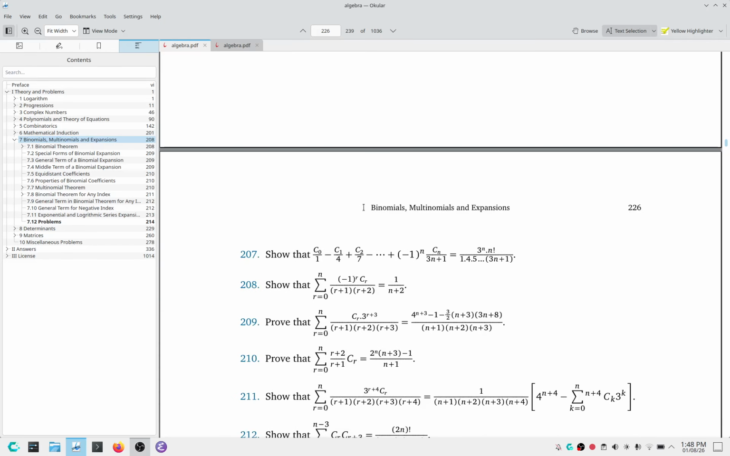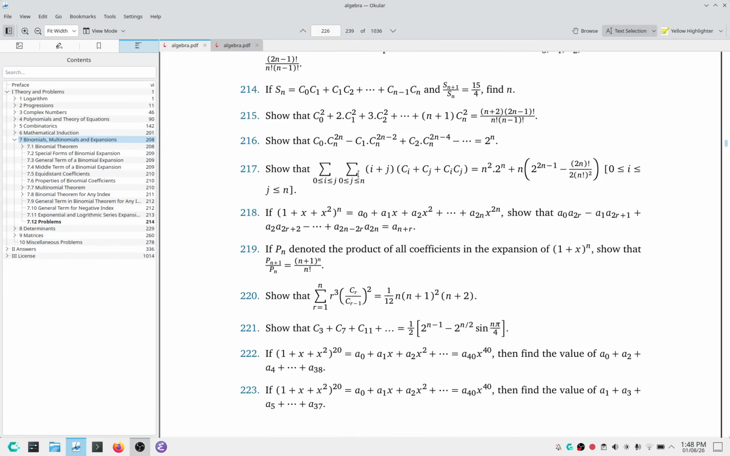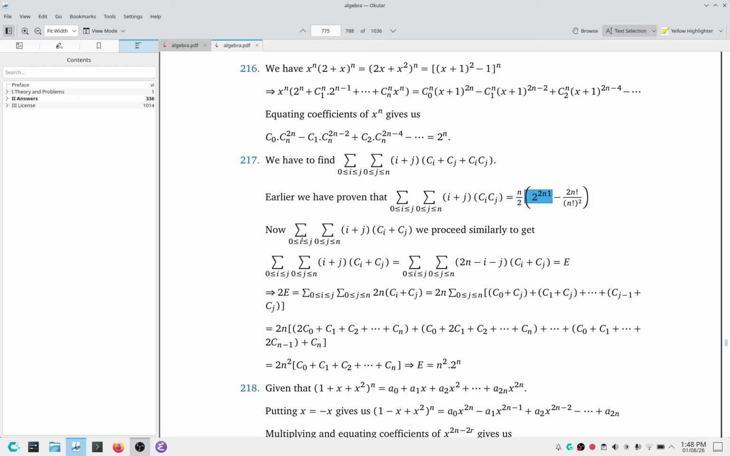We are looking at question 217, so look at the question 189 solution. If you have not watched the previous video, look at the video for 181 to 190, that will have the problem. This is 2^(2n-1) minus (2n)! upon (n!)^2. And now for this, we have already found this, so we need to find Ci plus Cj.